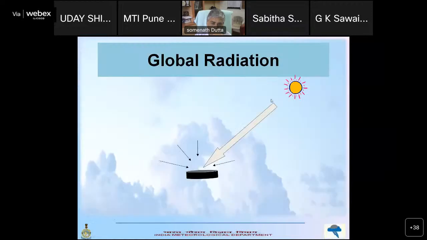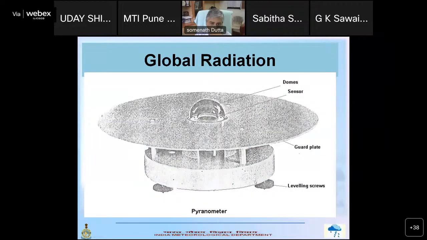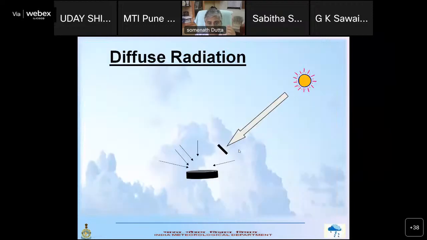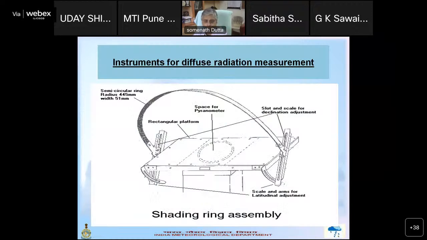Global radiation means all radiation. Besides the sun's radiation, all the surrounding radiation is measured. It is called global radiation, which is measured by this pyranometer. This is the device which measures the global radiation. Diffuse radiation is when we block the sunlight directly and measure the diffuse radiation in the atmosphere. A shading ring is provided to block the direct sun rays, and we measure the diffuse radiation with the help of the shading ring assembly pyranometer.